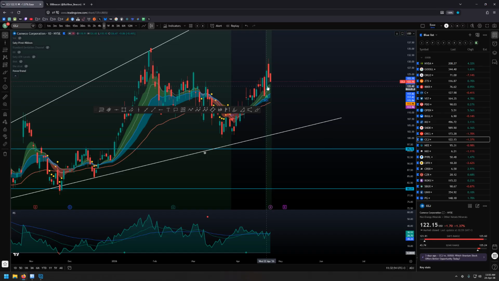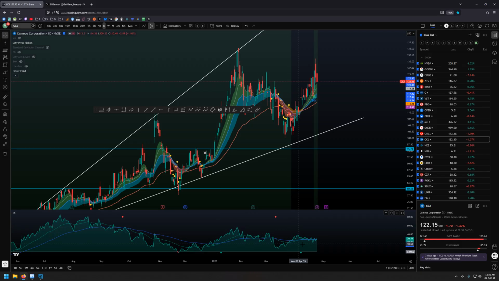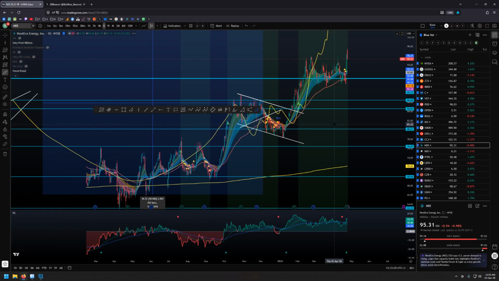Okay, we got one on CCJ, and similar to what we had in MU is basically we want to see reacceleration, and we got a green crossover here. We're attempting to go through the RS line to the moving averages and trying to expand. So I expect this goes like this. Nextra, same kind of thing.